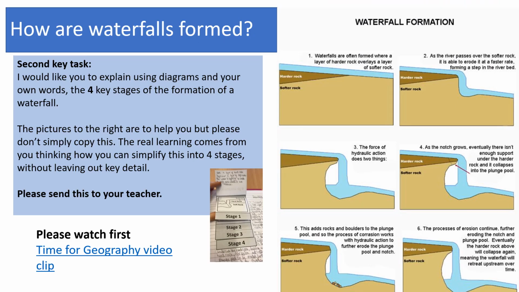So before we get started, you really must watch this video. It is very good at explaining the formation of waterfalls. Now, I'll explain it briefly myself, and then I'll explain the task that I want you to do.